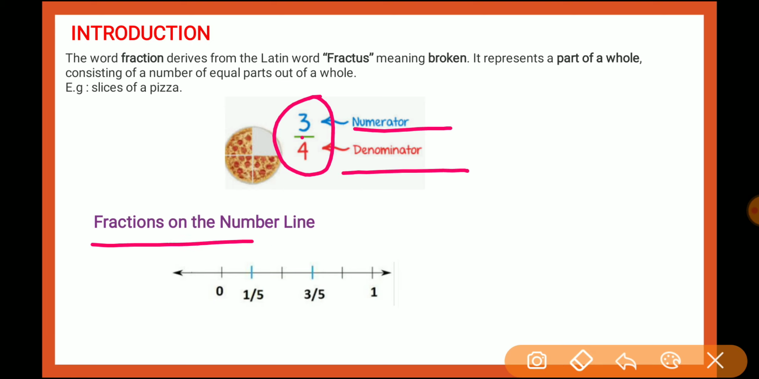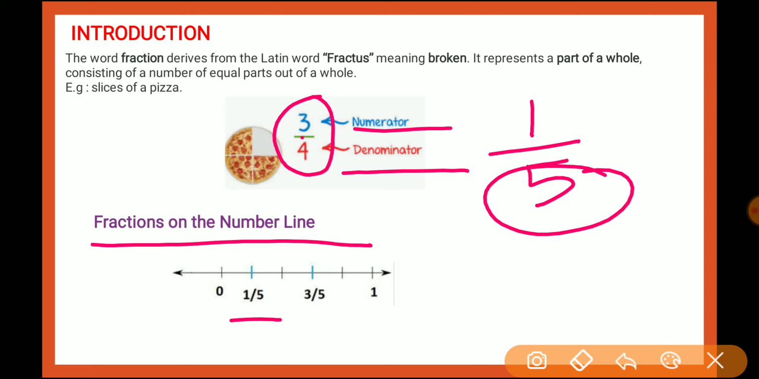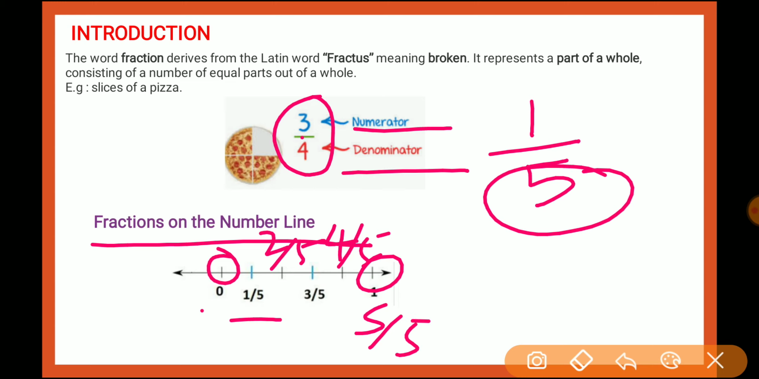Now how you will represent fraction on number line? So if I say to locate 1 by 5, 1 by 5, it means what? 5 shows here that you have to divide 0 to 1. It means you have to divide 5 parts between 0 and 1. Okay, so you will divide it into 5 parts. Then you will write first is 1 by 5, second is 2 by 5, then 3 by 5, then 4 by 5, and then this is your 5 by 5.